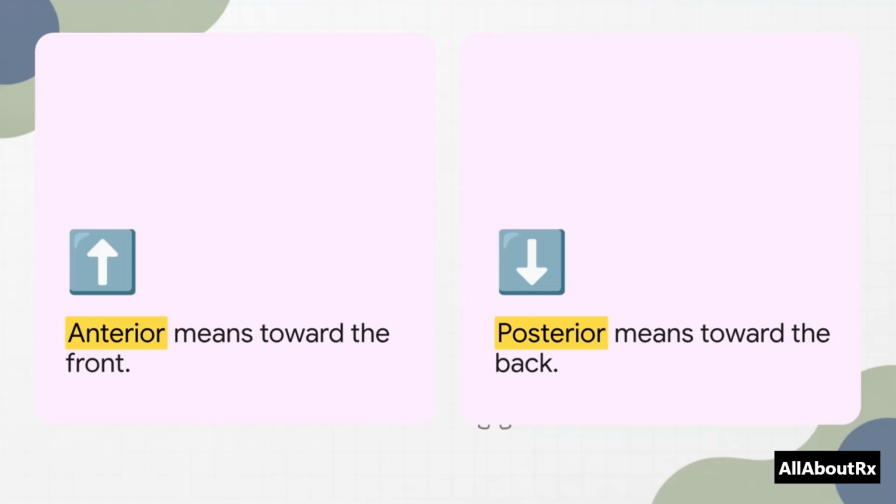To actually move along these planes, we use paired directional terms. First up is anterior, also called ventral, which simply means toward the front of the body. For instance, your sternum is anterior to your heart. We naturally contrast this with posterior or dorsal, meaning toward the back of the body. So logically, your spine is posterior to your chest.